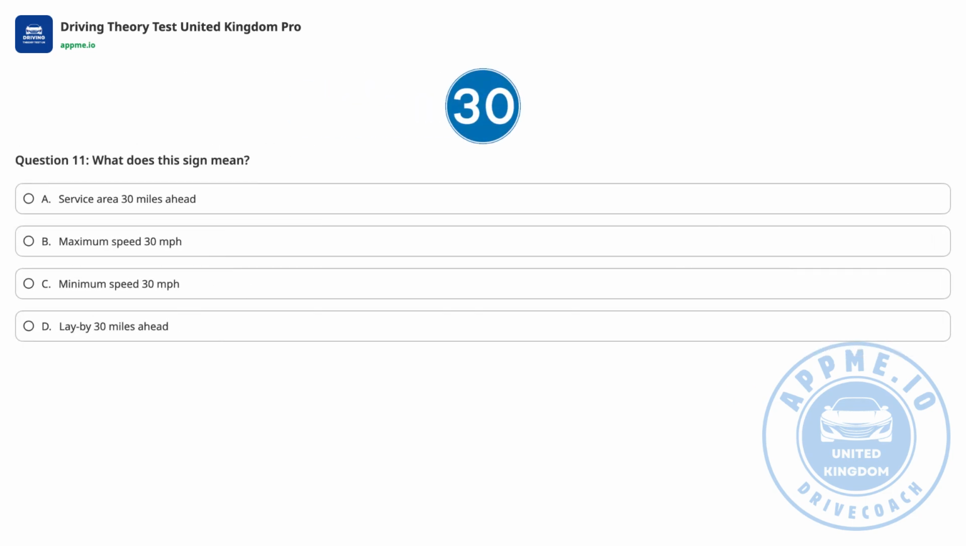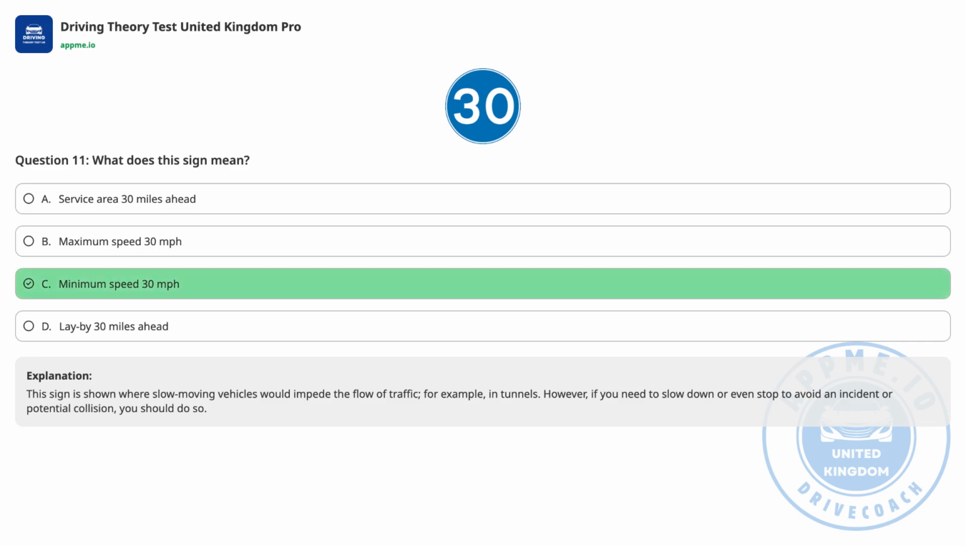Question 11. What does this sign mean? A. Service area 30 miles ahead. B. Maximum speed 30 miles per hour. C. Minimum speed 30 miles per hour. D. Lay by 30 miles ahead. The correct answer is C.